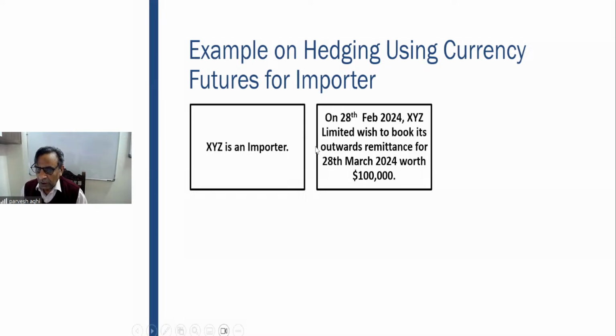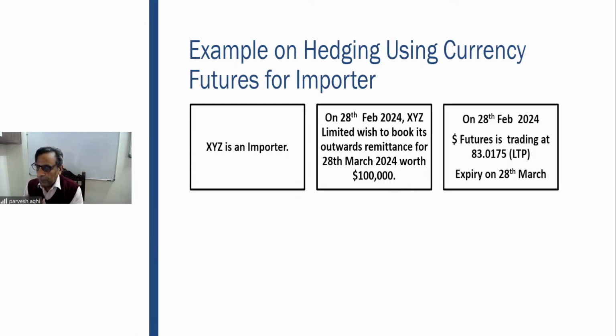So what he's saying is on 28th of February, he wants to make the payment when? On 28th of March. So today is 28th of February. He says, I want to make the payment after a month. Okay. So he will go to the stock exchange, look at the monthly contracts, and stop in the month of March. Okay, and go into the March contract and book his order.